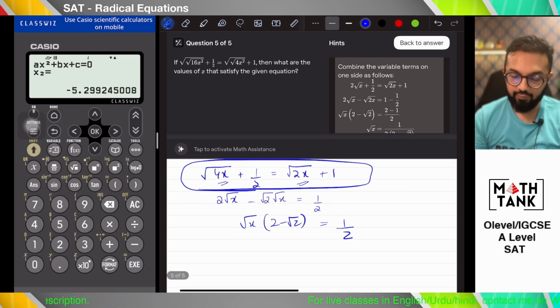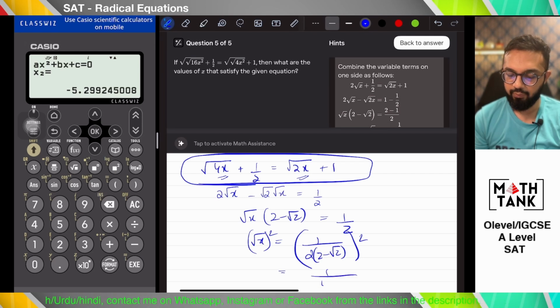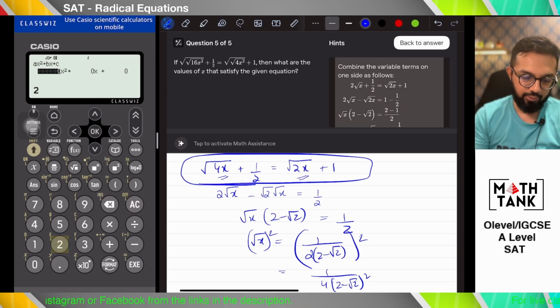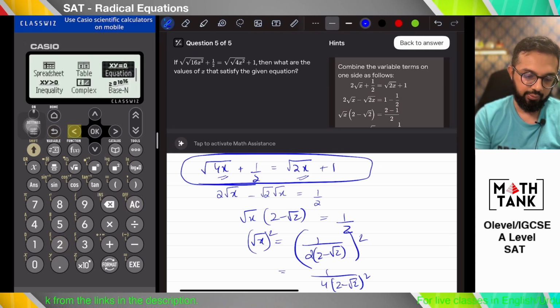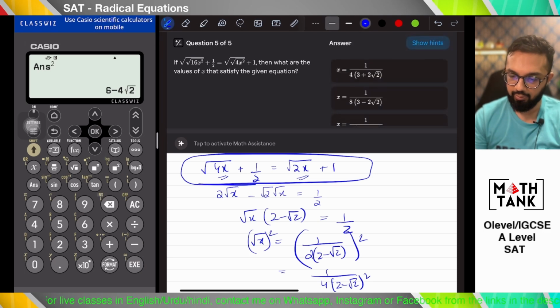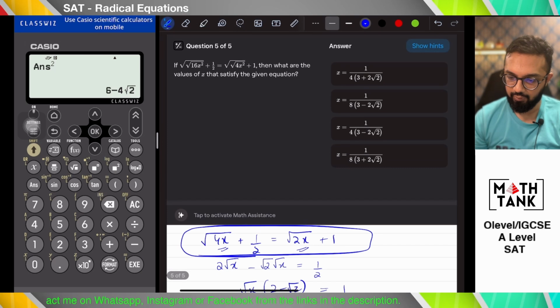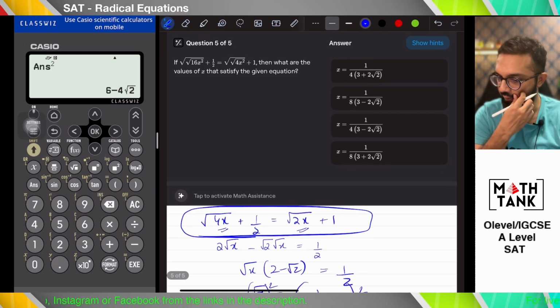Okay, so I want to find the value of x. Okay, that makes sense then. I still have to square it, you see? So square. So 1 over 4, 2 minus root 2 squared. Let's just do 2 minus root 2 squared on our calculator. 6 minus 4 root 2. Okay. It's 4 into 6 minus 4 root 2.